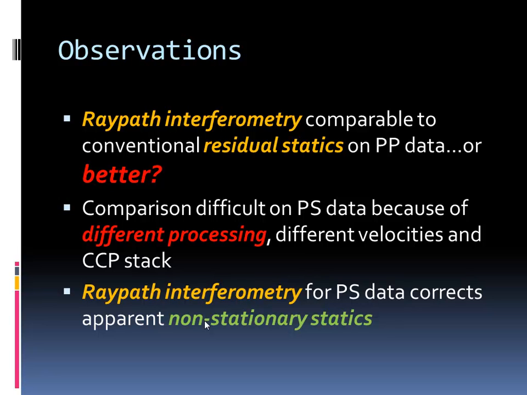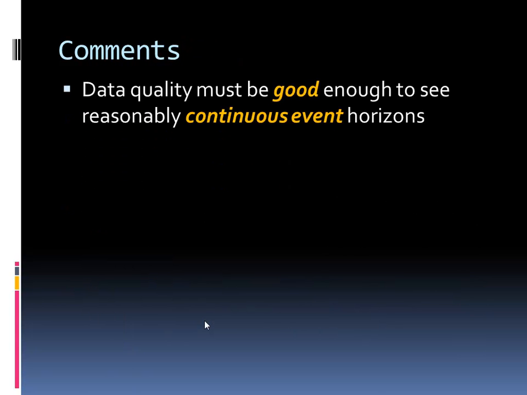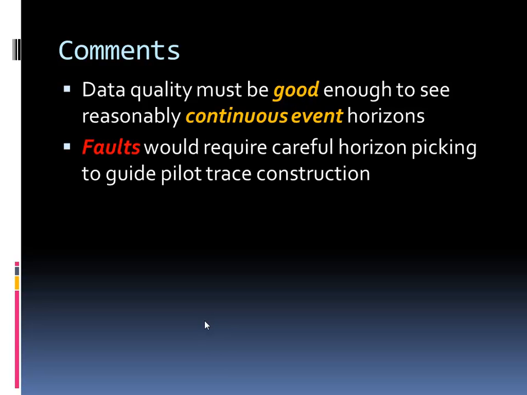And finally, Raypath interferometry seems to correct apparent non-stationary statics. I'm going to continue to use that word apparent. Now, data quality, in order to use this, must be good enough to see reasonably continuous event horizons so that you can actually pick a horizon to use for doing pilot traces.